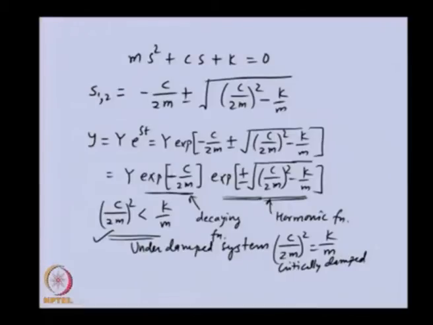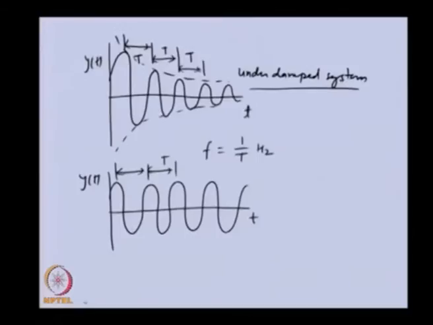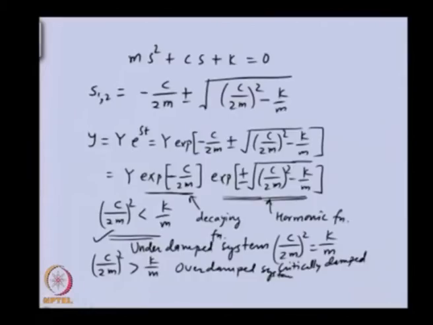Damped system. And the other case, in which c by 2m square is more than k by m, is called an overdamped system. In this particular case, let us see how the response will be for an overdamped system. For this, I will again go back to the expression here.